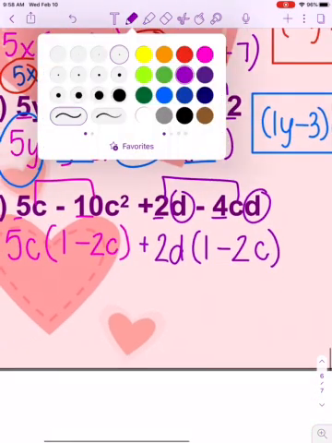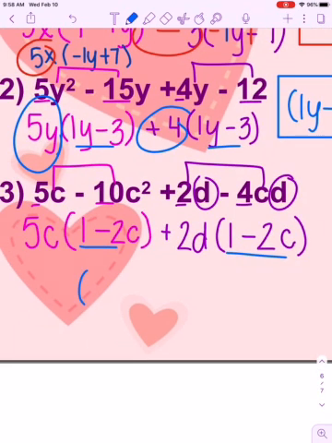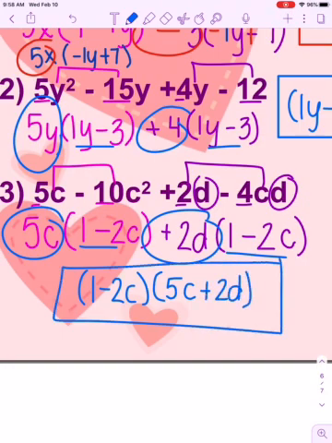I took out a positive 2, and let's make sure we're good with that. Our parentheses do match, so I'm good. So the first part of my answer is 1 minus 2c, that's what matched. And then the leftovers go in the second set of parentheses, which is a 5c and a plus 2d.